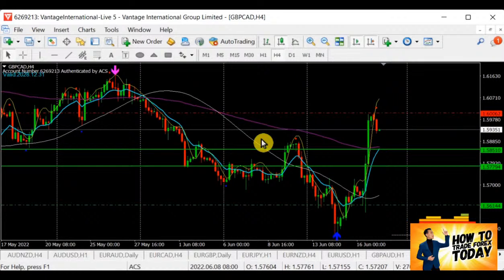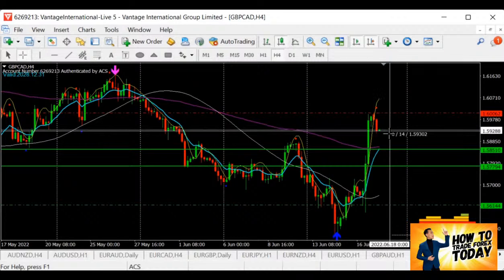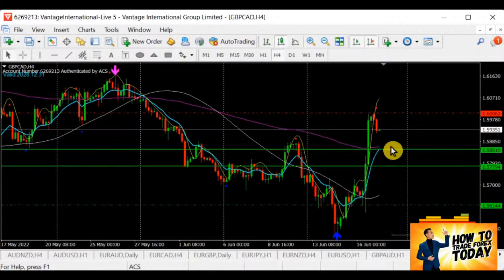Okay, so by looking at this tentatively, unless it comes back here to retest the support, then we have about 60 pips. Then it should be fine to enter a trade.